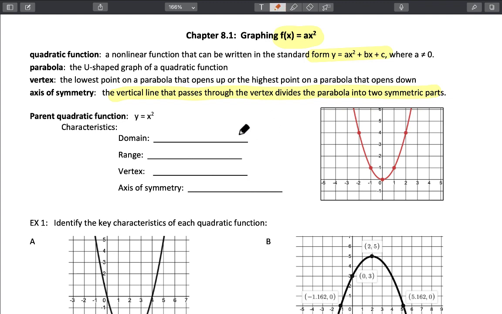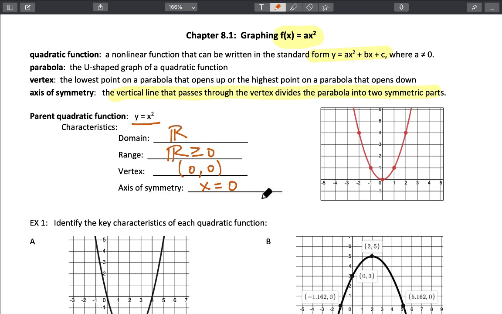All right, before we get going, it's important for us to understand the parent function of a quadratic, and that's the form y equals x squared. So it's the bare bones basic quadratic function. The domain of this is all reals. The range is all reals greater than or equal to 0. The vertex is the origin, 0, 0, and the axis of symmetry is the y-axis. And it takes on the equation of x equals 0.